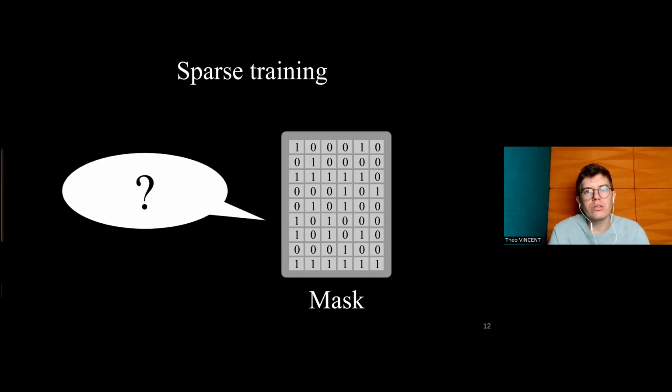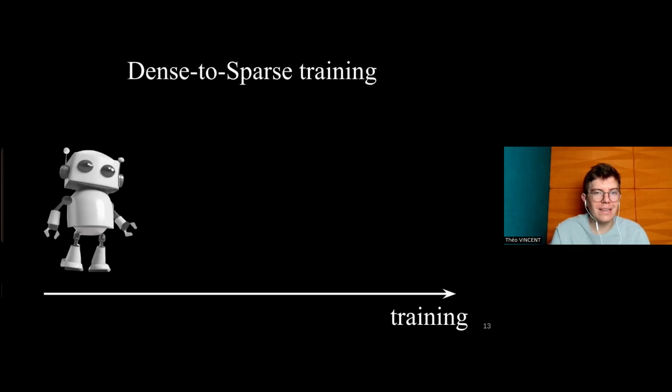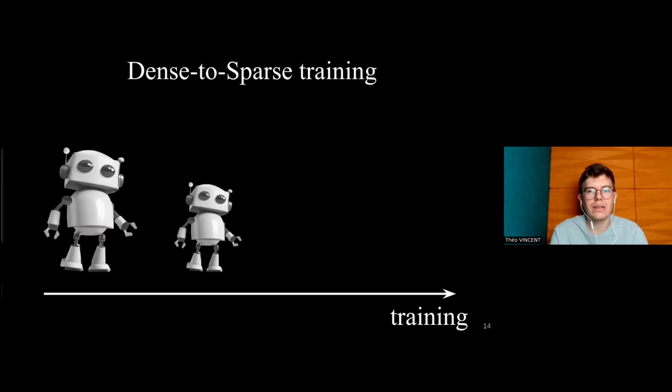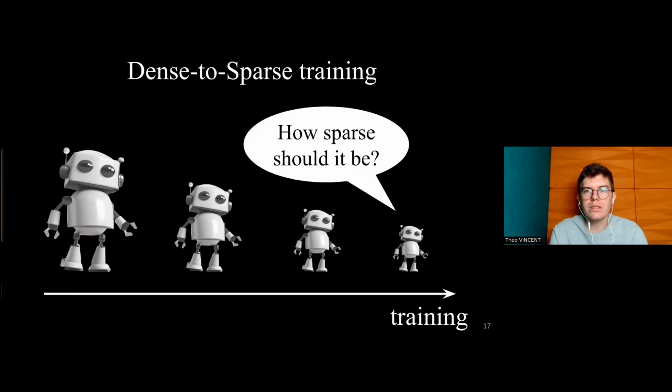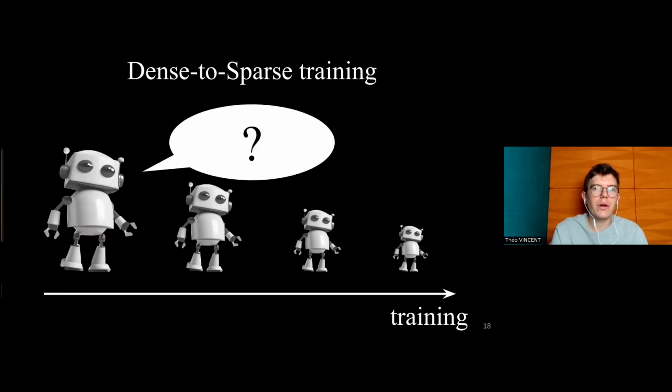One promising approach is to start with a dense network and to sparsify this network during the training. Well, the only problem with this approach is that you need to decide before the training starts which sparsity level you would like to have at the end of the training. And this is very hard to know.